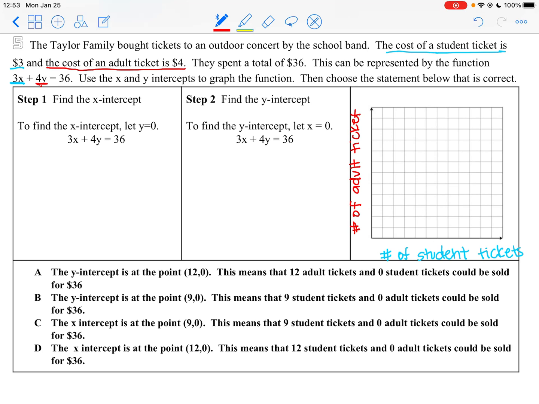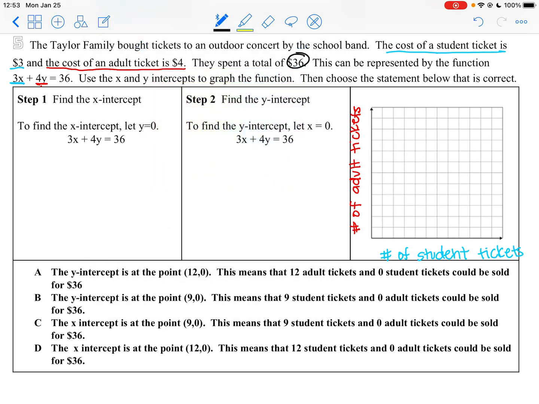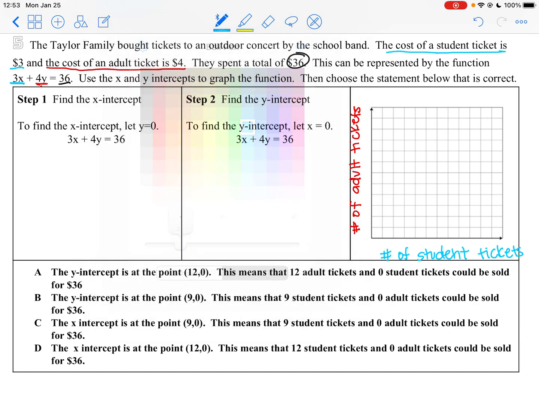So first I'm just going to start out by labeling those x and y axes so that I know what each one represents. In the situation, the last thing given was the total of $36, which is what's on the other side by itself. So now that I know what each variable represents, I'm going to write that equation twice so that I can find each variable.